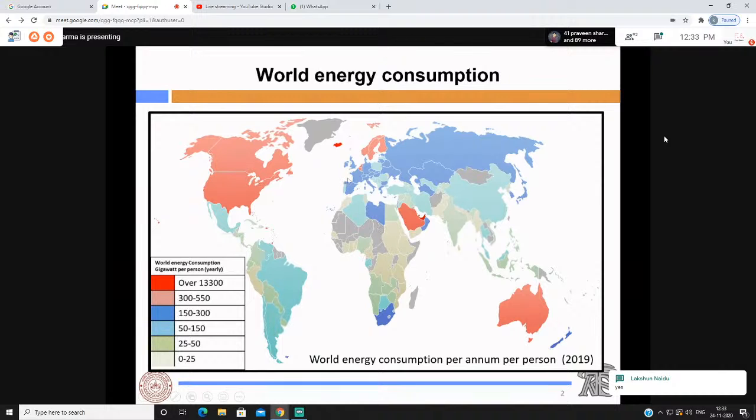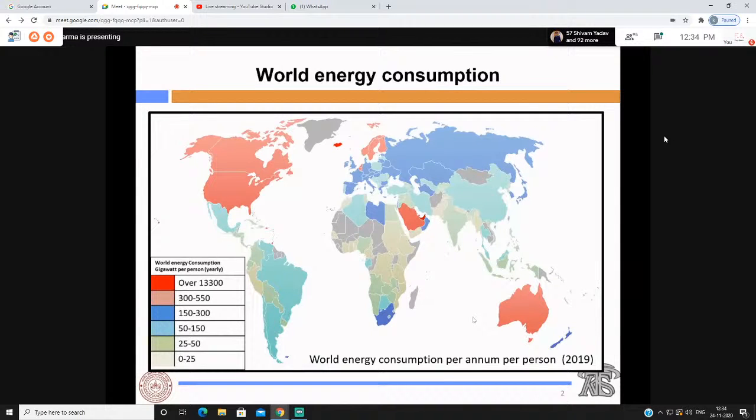Okay, so on the screen, you see that there's a world chart and it shows the distribution of energy consumption in different parts of the world. You see that the different colors represent the amount of energy being utilized per person per year. In the left bottom, you see the tentative quantification of the colors, and from the picture, you can very well judge that the distribution of energy consumption is not the same.